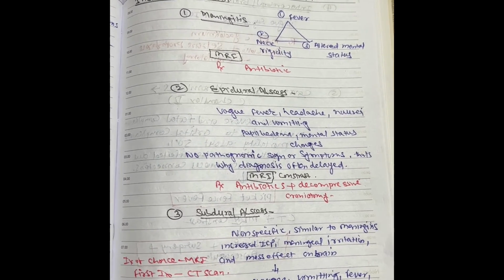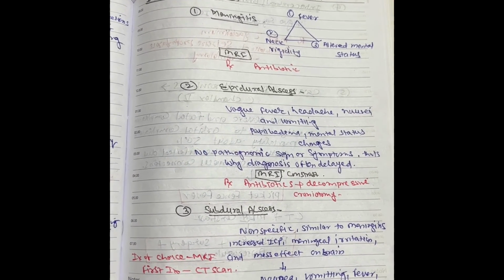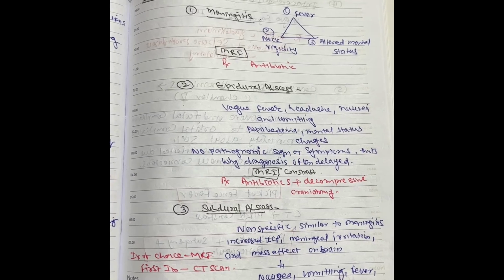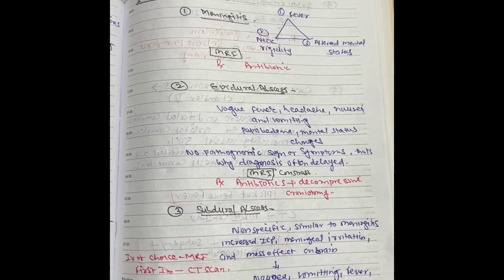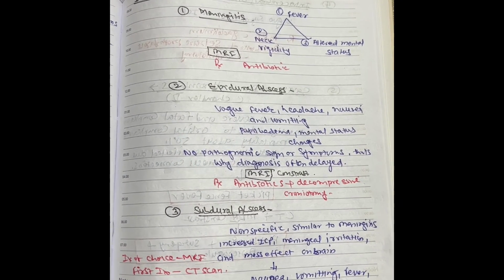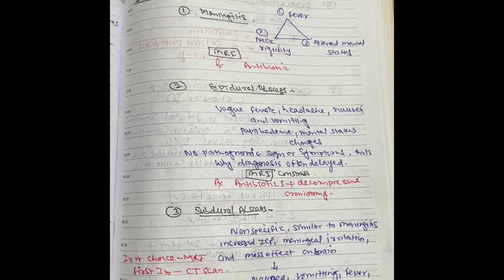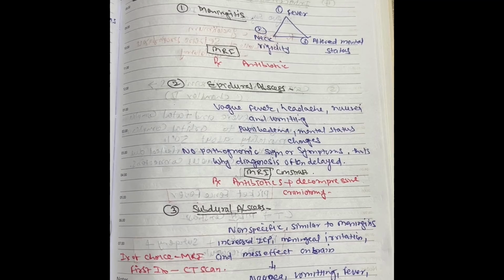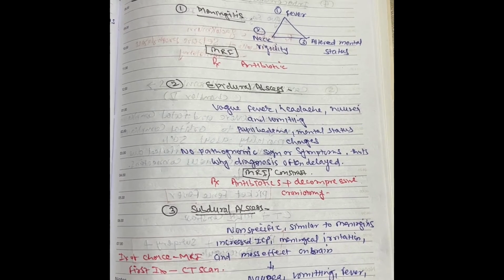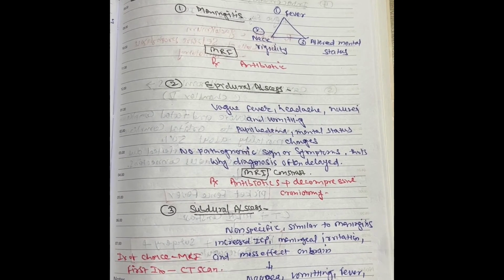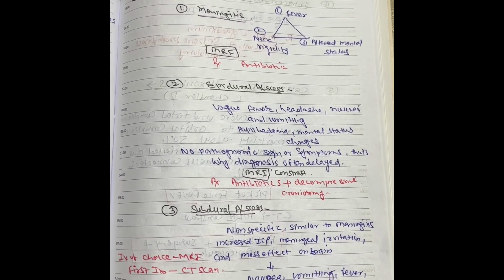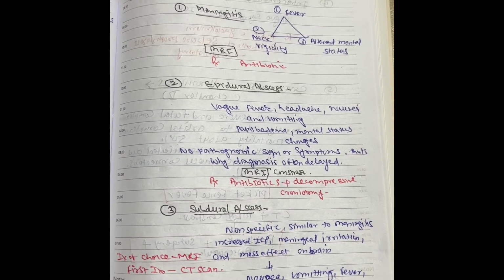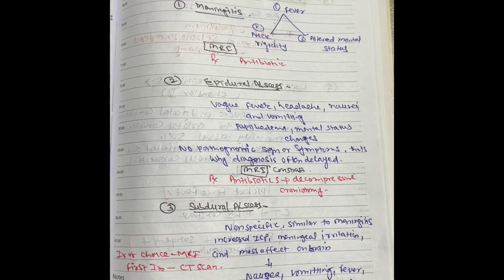Now intracranial complications. First complication is meningitis, with the classical triad of fever, neck rigidity and altered mental status. Antibiotic is sufficient. MRI is the diagnostic of choice. Epidural abscess presents with vague fever, headache, vomiting, nausea. No pathognomonic sign. MRI with contrast is the choice. Antibiotic and decompressive craniotomy is a must.